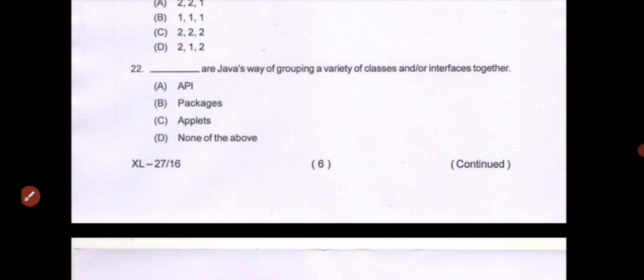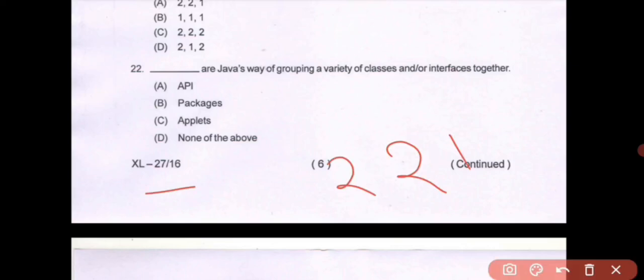Dash are Java's way of grouping a variety of classes and/or interfaces together. The correct answer is option B, package.